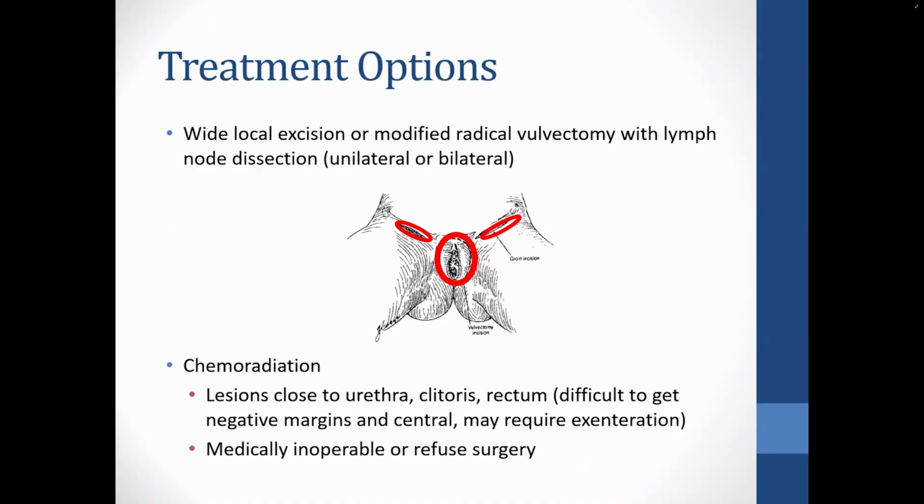Patients who have lesions that are close to the urethra, clitoris, or rectum may not be eligible or may decline surgery. For tumors in these locations, it's difficult to get negative margins, and they may require exenteration. So patients may be recommended for chemoradiation instead.